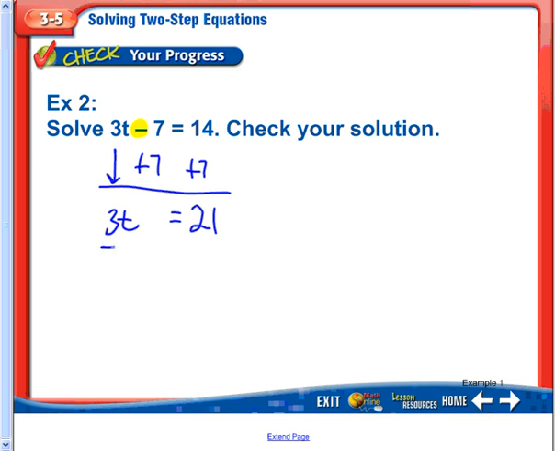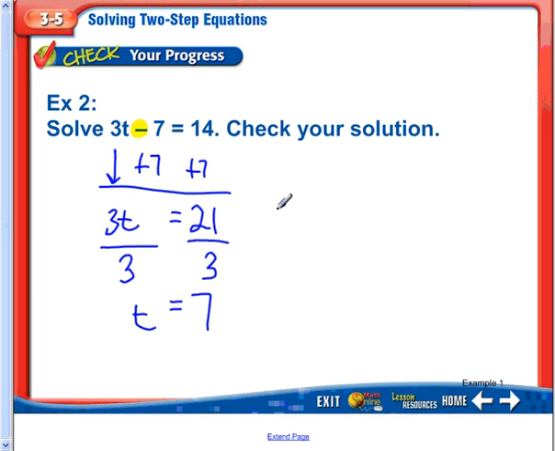Step 3, get rid of any multiplication or division to the side of the variable. Since I'm multiplying, I will divide by the coefficient of 3. I need to do that on both sides of the equation. 3 divided by 3 equals 1, and 1 times t equals t. 21 divided by 3 equals 7.